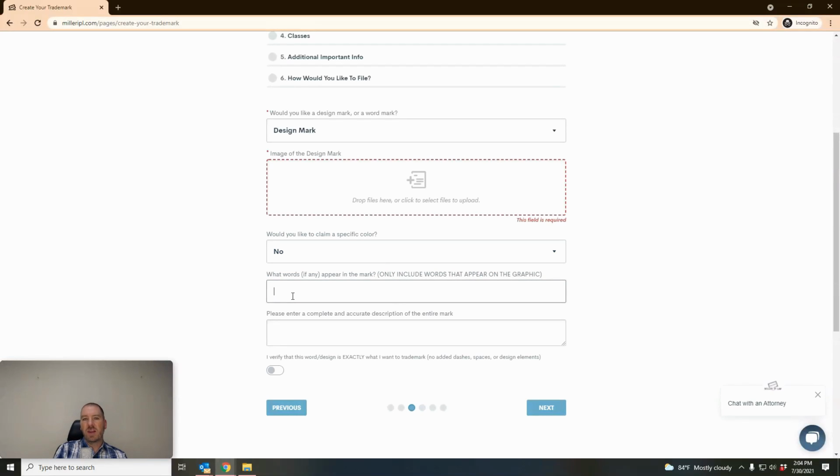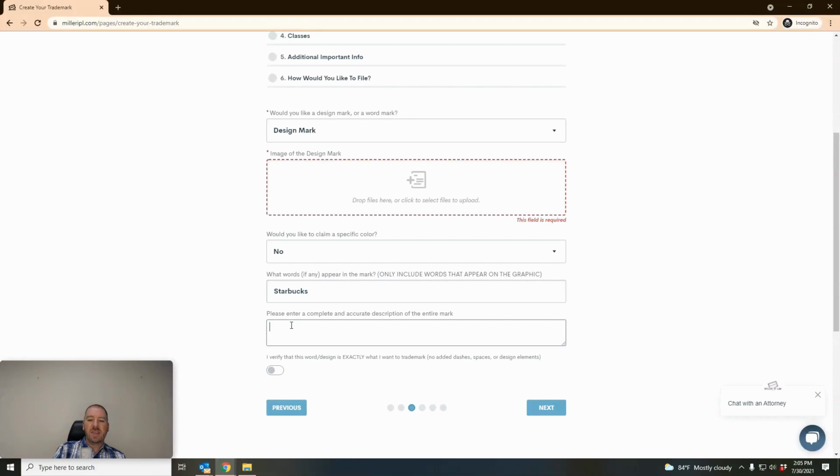The next thing is you're going to put any words that appear in your mark. So let's say you had the M&M logo, with the little M&Ms in the background and the different imagery, but you also had the word M&M. Then you're going to want to put in the words M&M. Or, if I go back to Starbucks, you had the Starbucks mermaid and at the bottom of the logo, you had the word Starbucks. Then you're going to want to put in here Starbucks. So make sure any words that appear in your mark, if you're doing a design mark, you put in there.